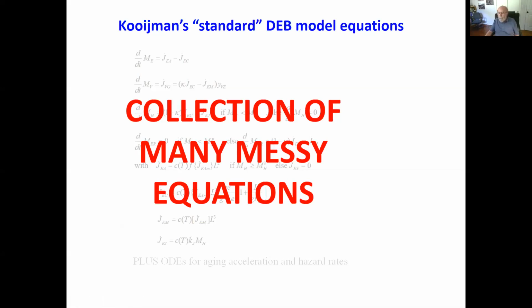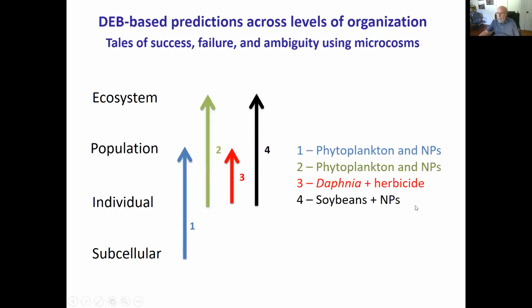So having given you a very rough overview of what the modeling is about, I actually want to use a small number of examples to let you see how the model can actually deliver useful insights, in particular relating to predictions across levels of organization. And I'm going to present a very, very brief description with no detail of 4 case studies.